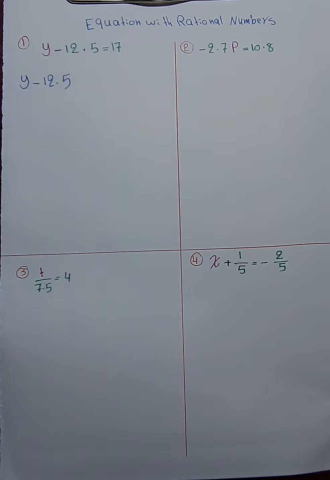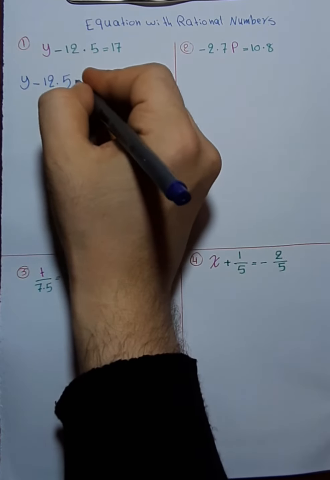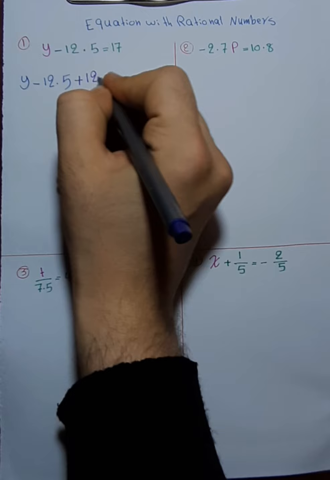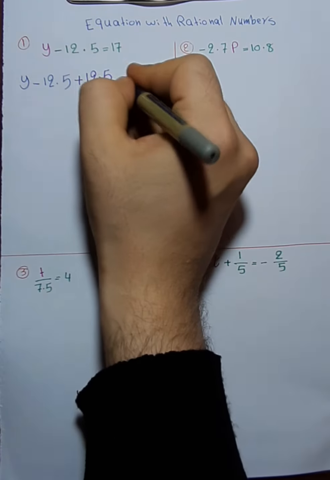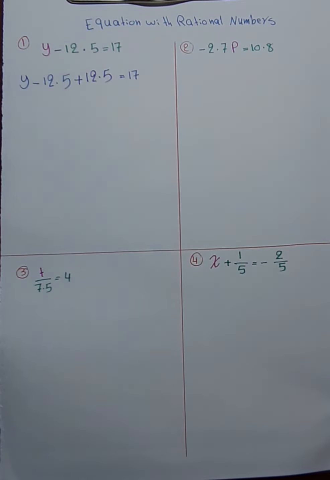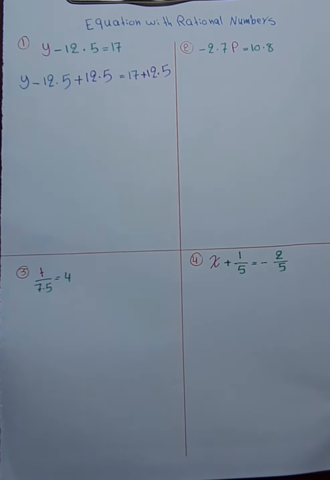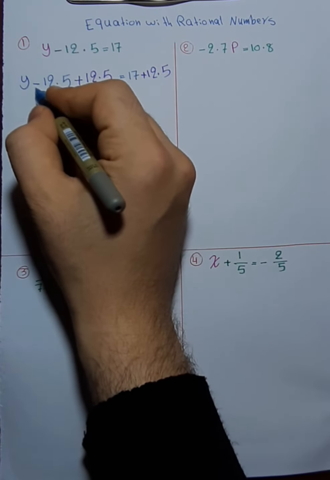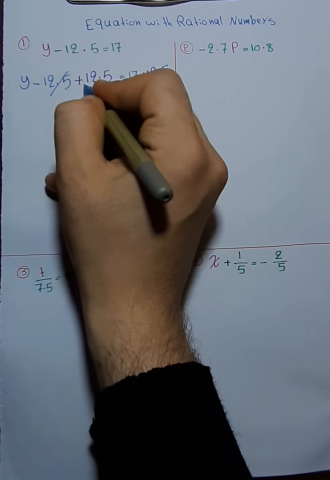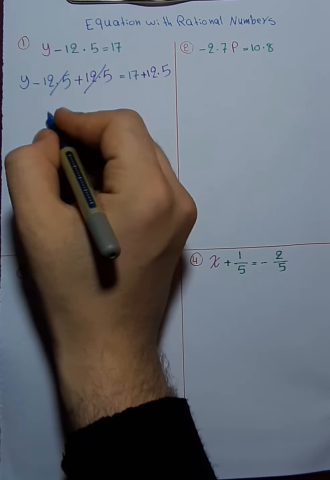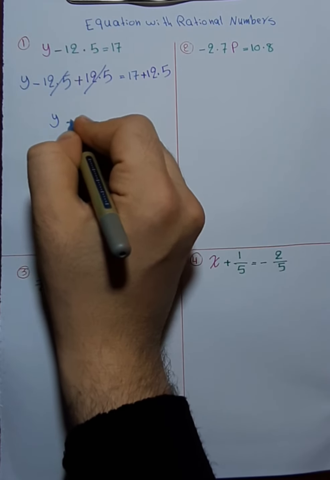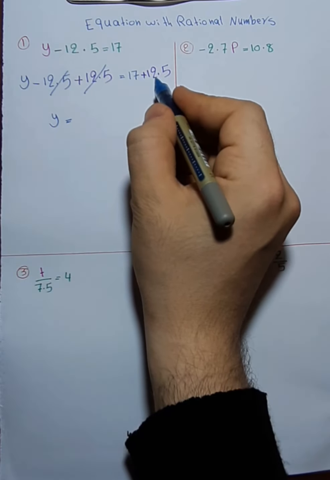So write y minus 12.5 plus 12.5 equal to 17 plus 12.5. On the left side we have two numbers with different signs, so these two numbers are reduced. We have only y equal to 17 plus 12.5.